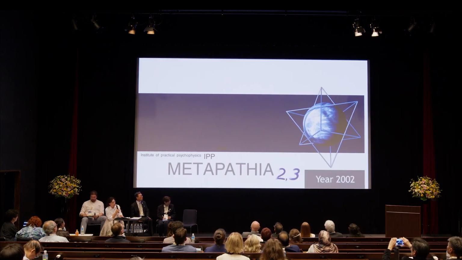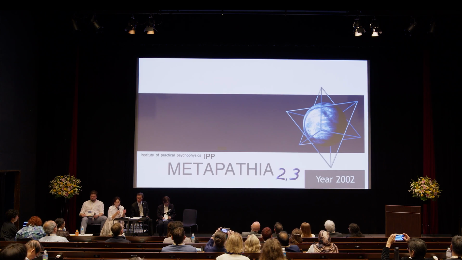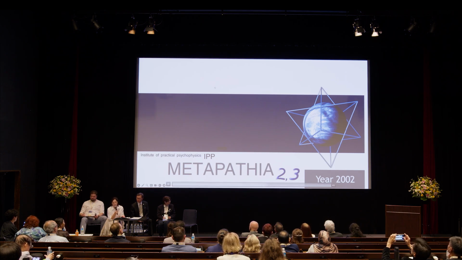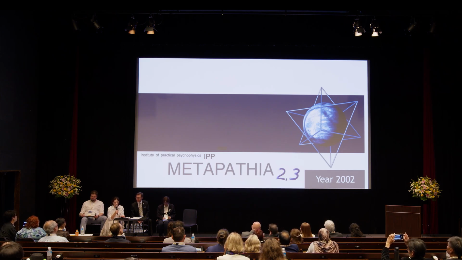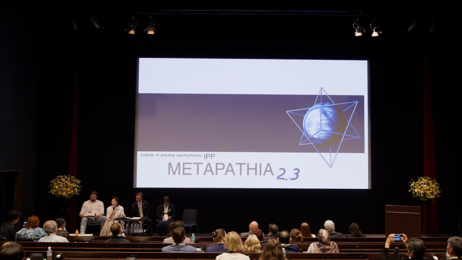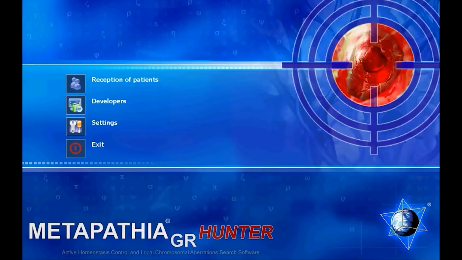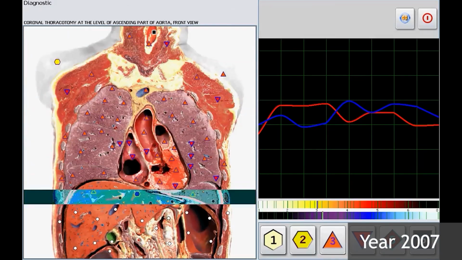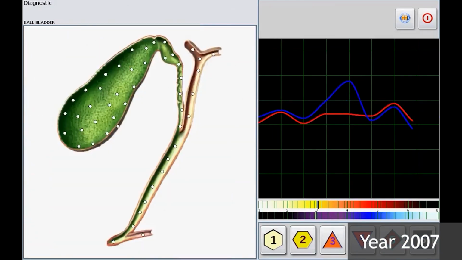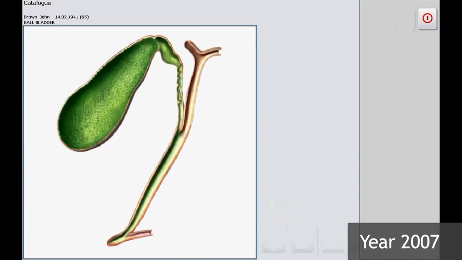In 2002, we launched Metapathia 2 and 3, and it was also a very important step forward, because we introduced new images of organs with altered structures, we introduced enzymes, and we also introduced alternative diagnostics here. And we will go straight to 2007, where Hunter software was launched, and many of you already worked with this Hunter, and it was in production for 8 years.